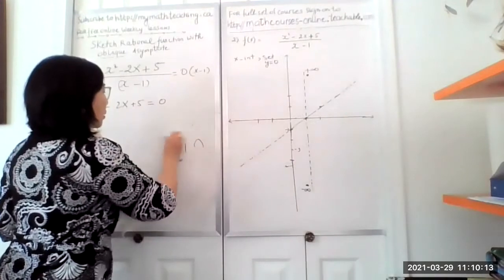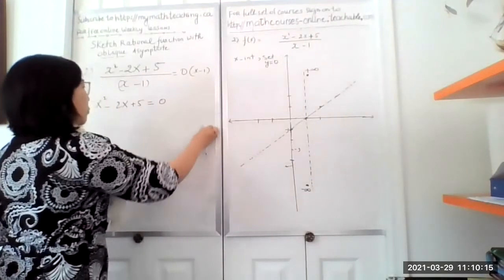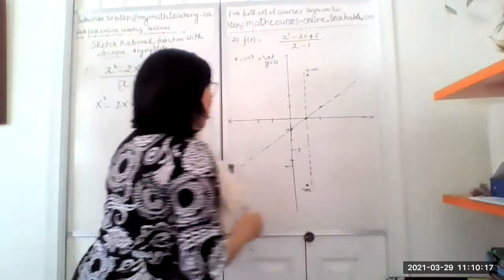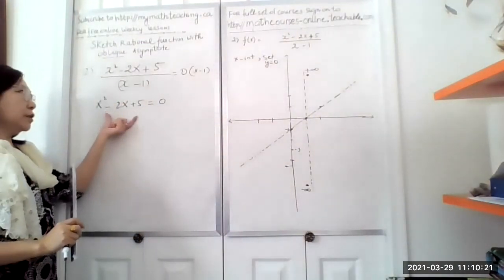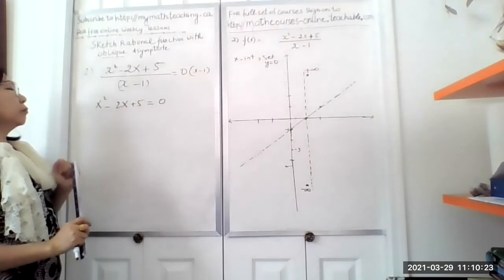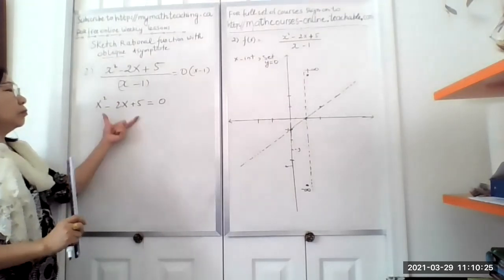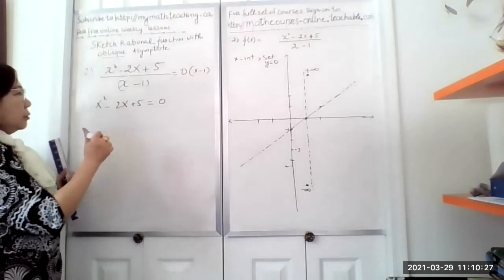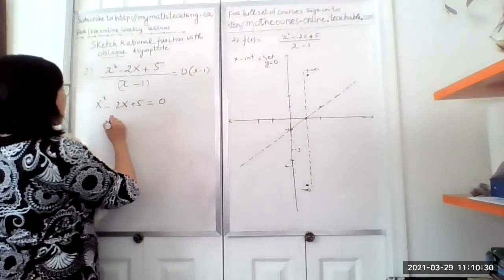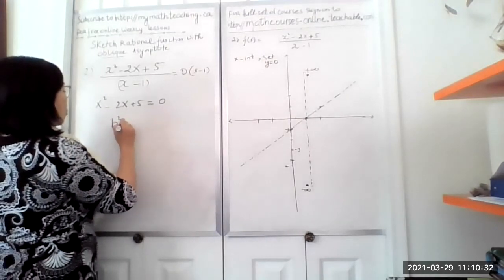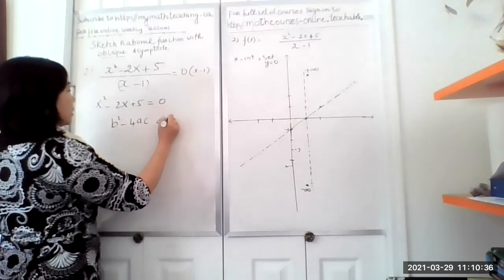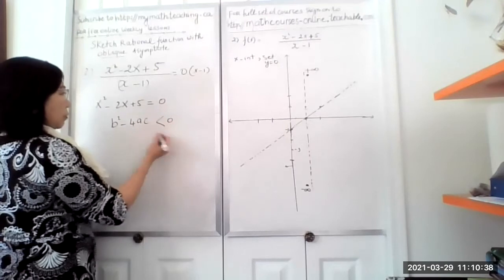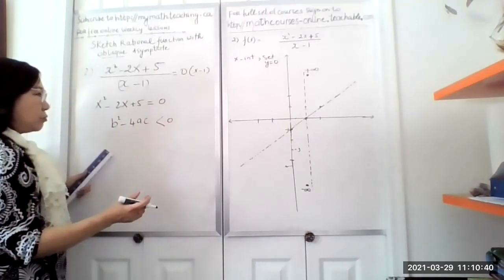So how do we recognize that? We recognize that this is unfactorable. You cannot factor this expression. Second, you can use the formula b squared minus 4 times a times c. If this one is less than 0, then of course you have an imaginary root.